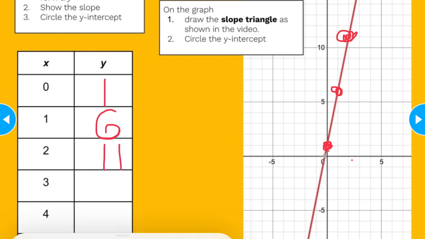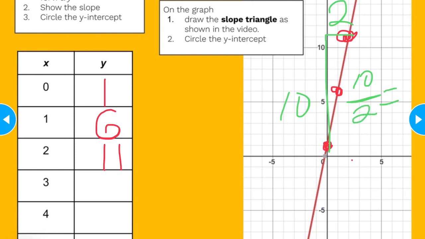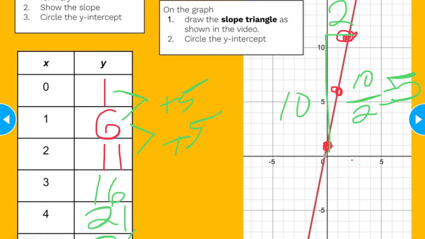Now let's look at rise over run. Rise over run. And you can go from any 2 points. It doesn't really matter. So in this case, we went from 1 to 11, and the rise was 10, and the run was 2. 10 over 2, which simplifies into 5. So let's see if the slope is 5 in the table. 1 plus 5 equals 6. 6 plus 5 equals 11. Now let's continue the pattern, and we see 11 plus 5 is 16. 16 plus 5 is 21, and 21 plus 5 is 26.